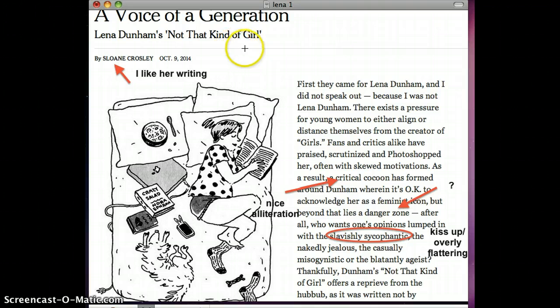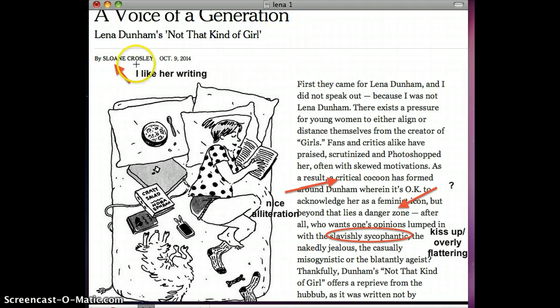So my first strategy is reading the header and gathering a little bit about what this article is. I see that it's about Not That Kind of Girl, which I know is a book, so I'm guessing this is a book review. It says this article is by Sloane Crosley.